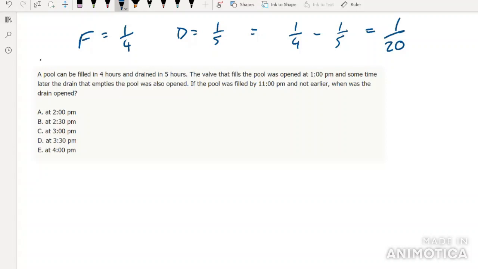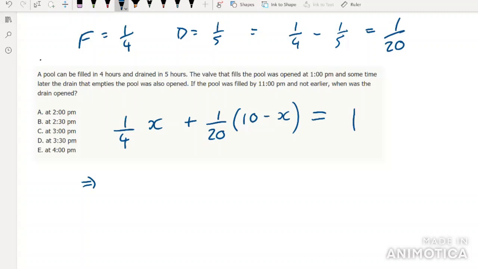So what are we getting? Let's just set up our equations. We've got 1/4 times the length of time that only the filling valve was open, plus 1/20 times 10 minus x, because that's the length of time that they were both open, and that has to be equal to 1. And so now that we've translated this into maths, effectively it's find out x.